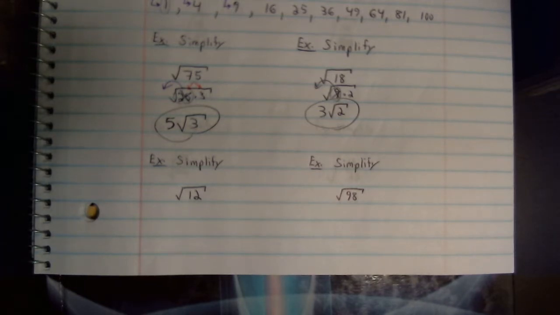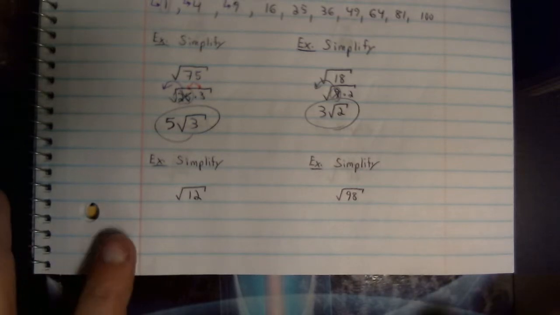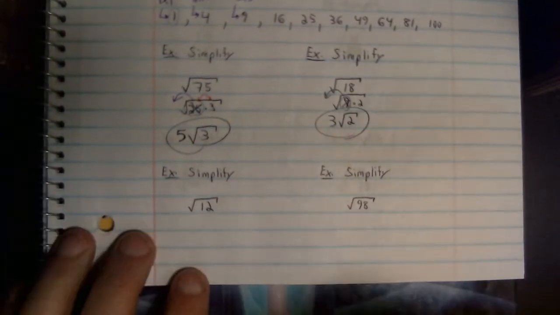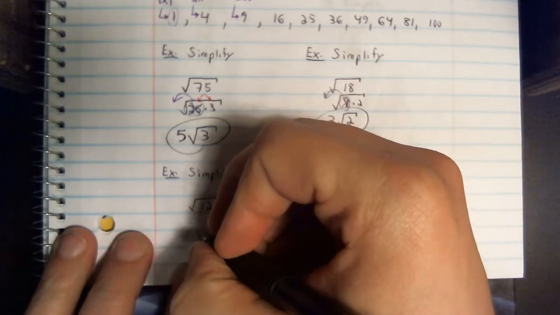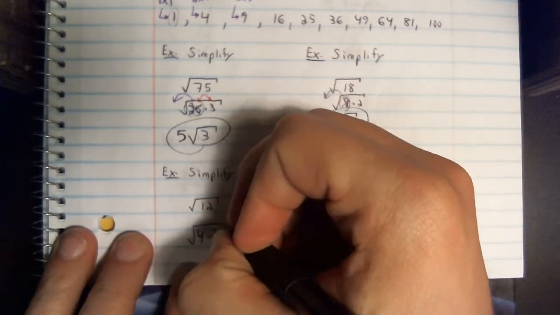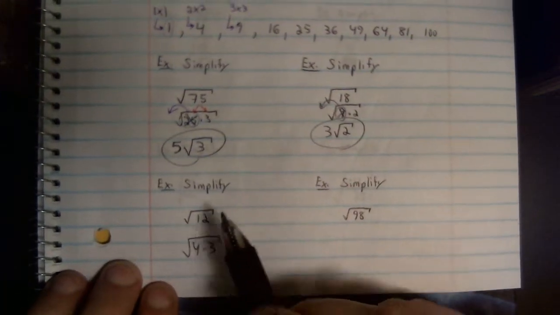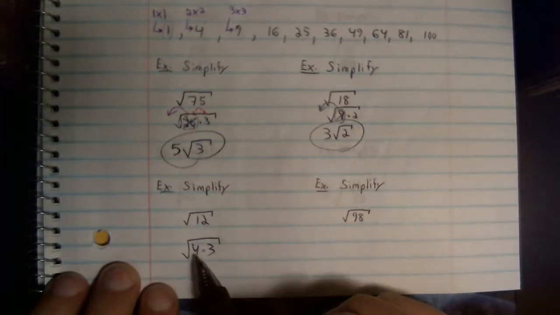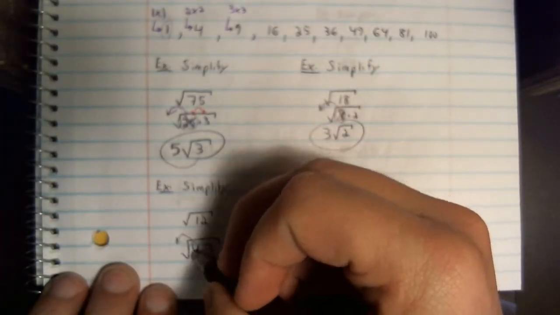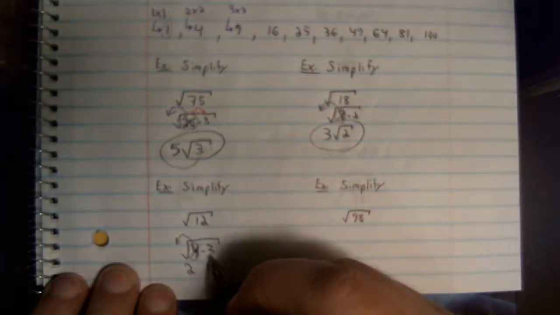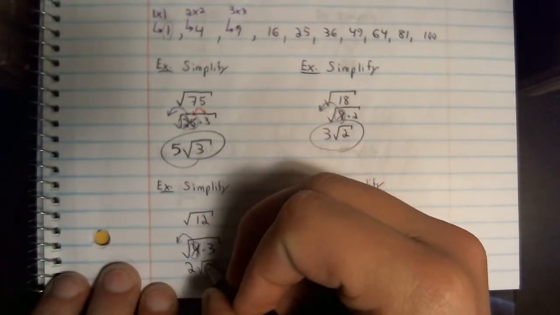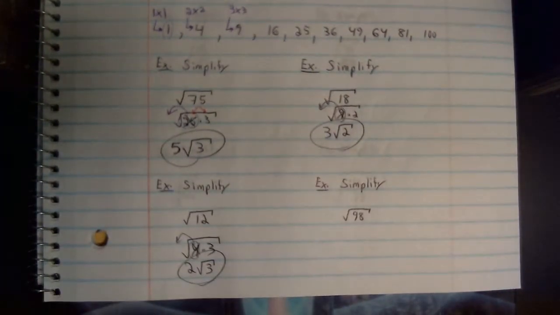All right, let's see how you did. When I'm looking at 12, I'm thinking of two numbers that multiply. I'm thinking 4 times 3. 4 is one of my perfect squares, right? Here's my perfect squares. So the root of 4 comes out. That happens to be 2. 3 can't leave yet. So my final solution here is 2 root 3.